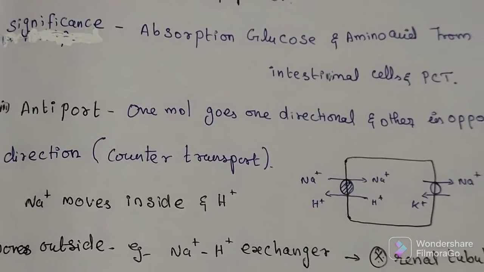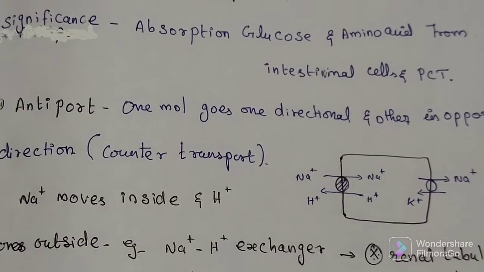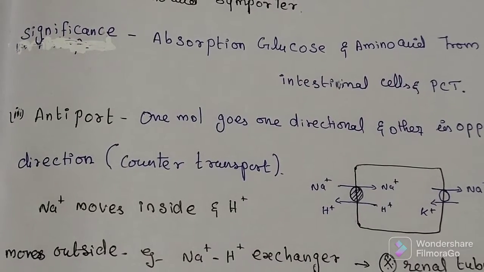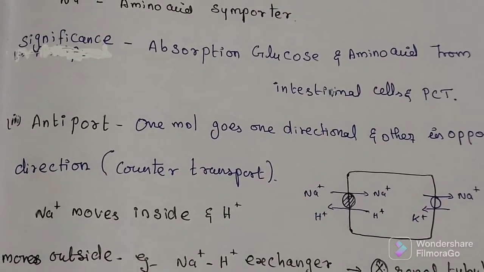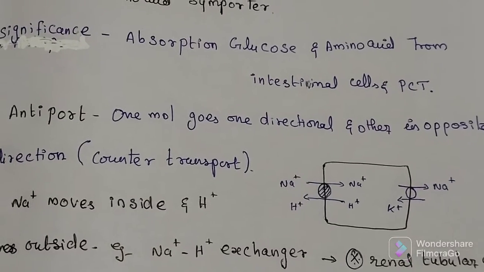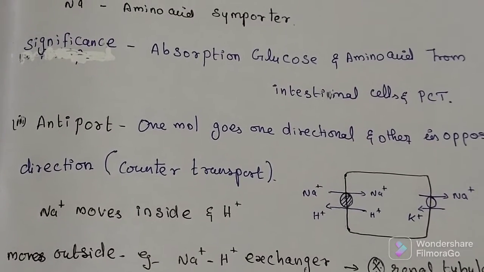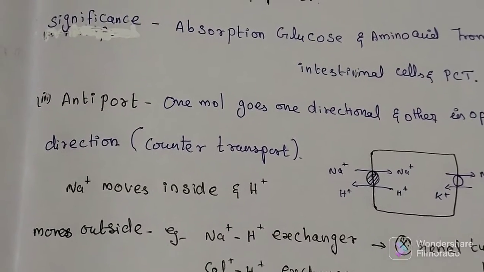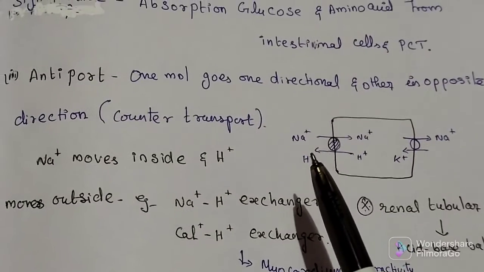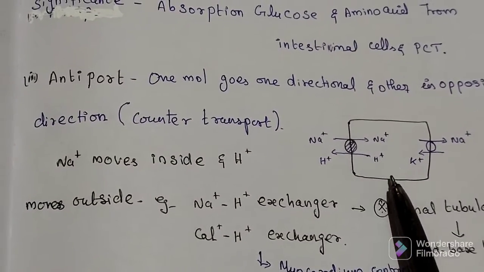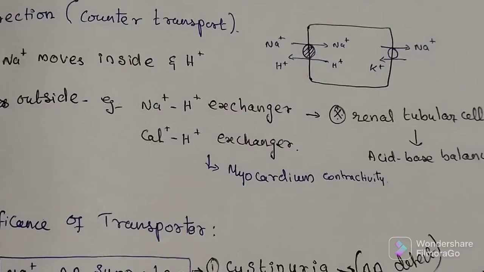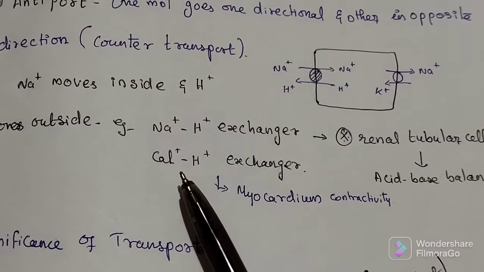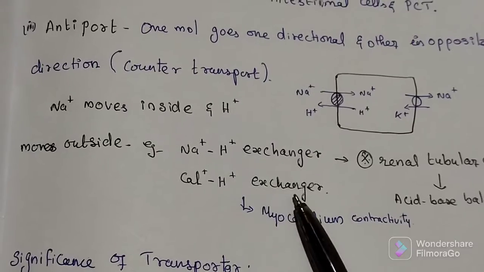Third one is antiport. One molecule goes in one direction and another molecule goes in the opposite direction. It is also known as counter transport. Sodium moves inside, hydrogen moves outside. Examples: sodium hydrogen exchanger and calcium hydrogen exchanger.